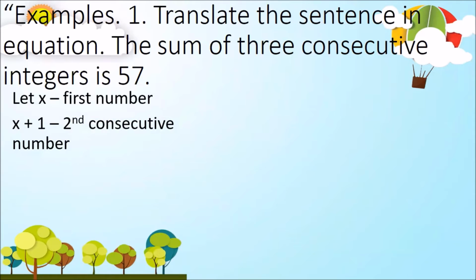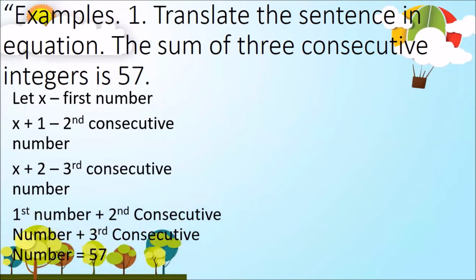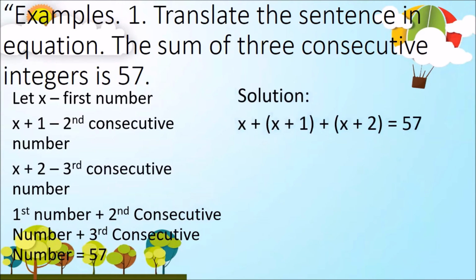X plus 1 is the second consecutive number, and x plus 2 is the third consecutive number. So the sum of 3 consecutive numbers means the first number plus the second consecutive number plus the third consecutive number is equal to 57. Therefore, we substitute: x plus the quantity x plus 1 plus x plus 2 equals 57. So pwedeng ito na yung ating translation.